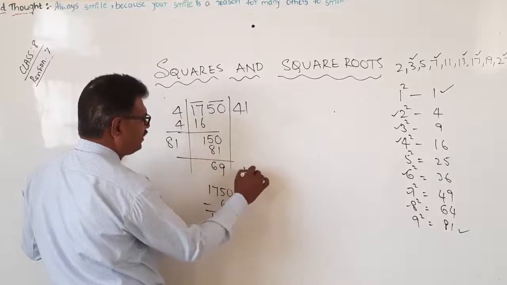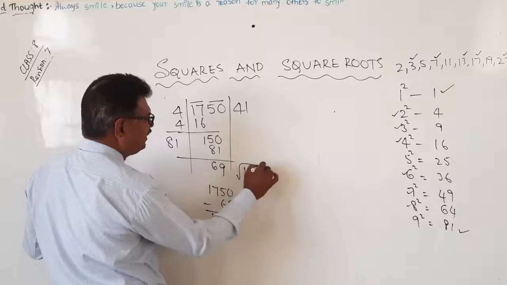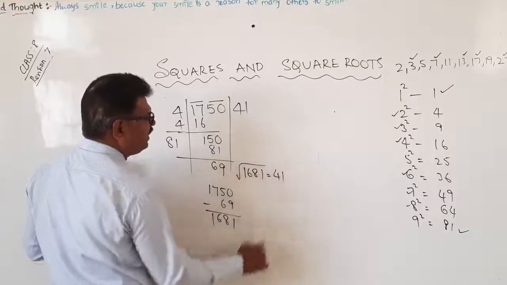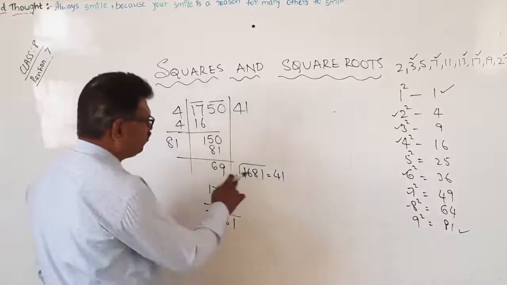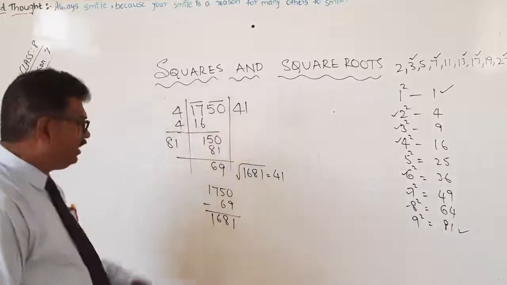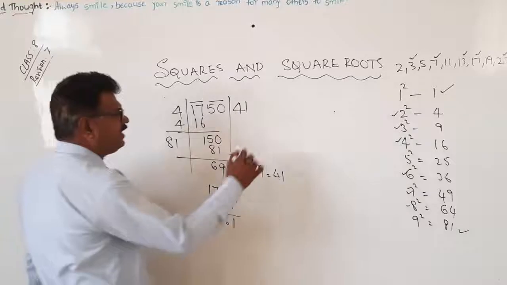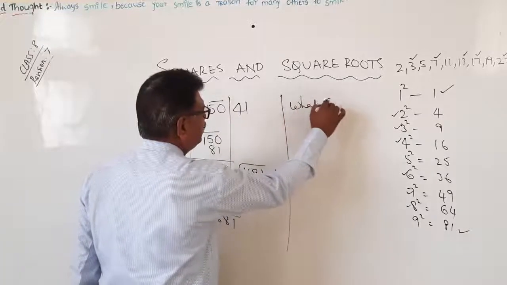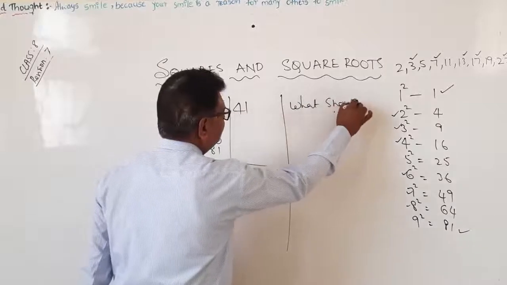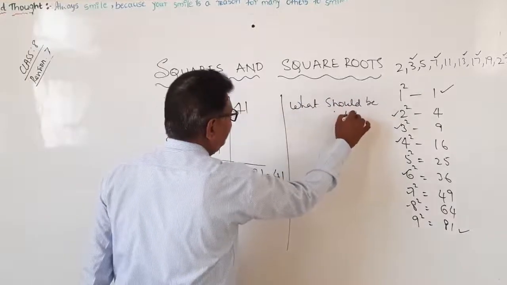Therefore, what is the number? 1681. Its square root is 41. Okay? Yes. This is what must be subtracted. If you want what must be added, this is subtracted. Now we see what should be added.